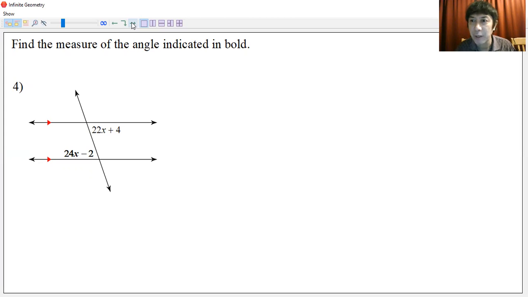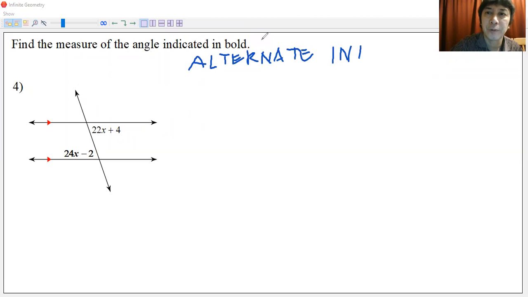Let's examine the type of angle pair. Now, this looks like another type of angle pair. Okay, these are two interior angles on opposite sides of the transversal, and this is called alternate interior angles.